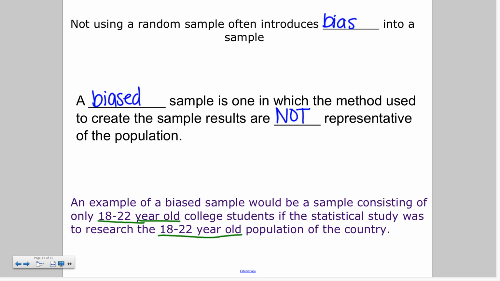The problem comes in, we're doing college students for the population of the country. Not everybody goes to college. Some people may not can afford to go to college. Some people may want to wait till later to go to college. So you're kind of narrowing out those that don't go to college.